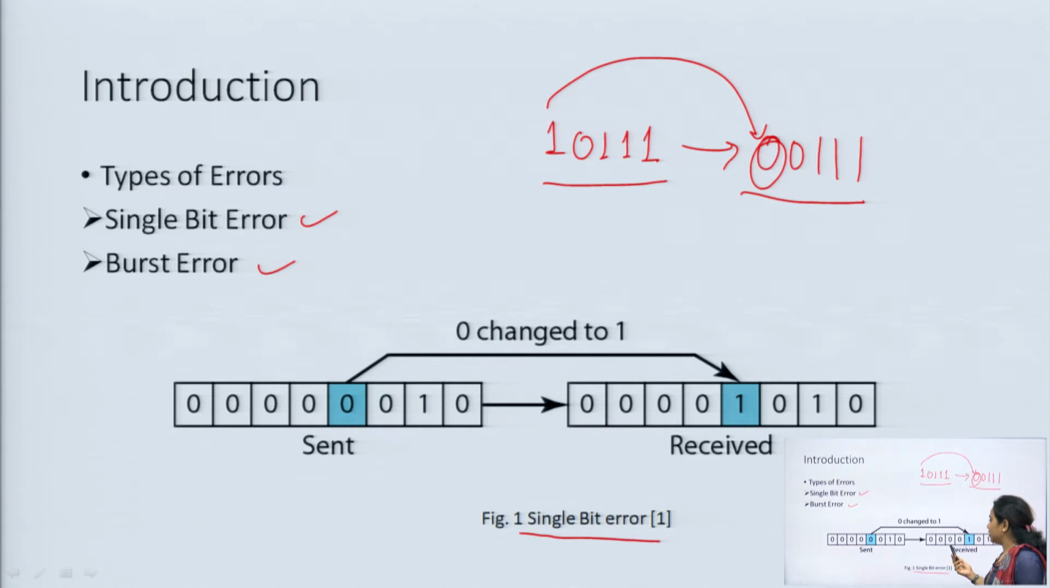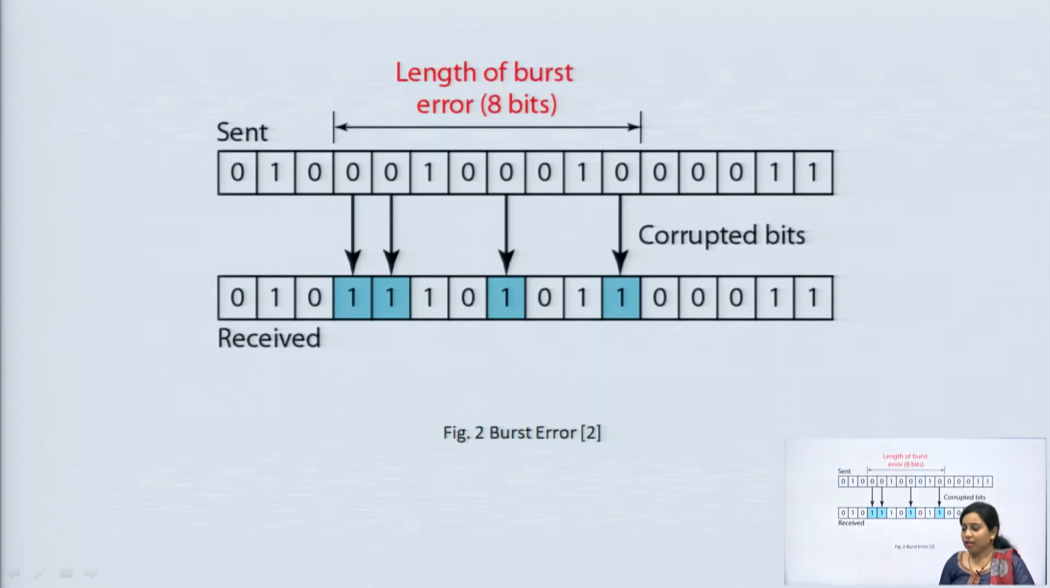So, this is also an example. You can see that this is the information I have sent and this is the information I have received. This is at the transmitter side or the sender side, and this is at the receiver side. So, you can find out that 0 has been changed to 1. This is the simplest kind of error that will occur, that is one bit error or single bit error. Now, next we will see burst error.